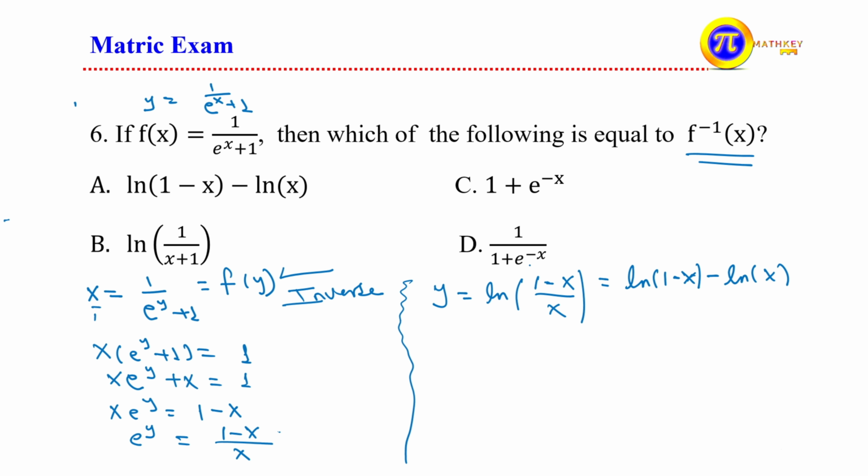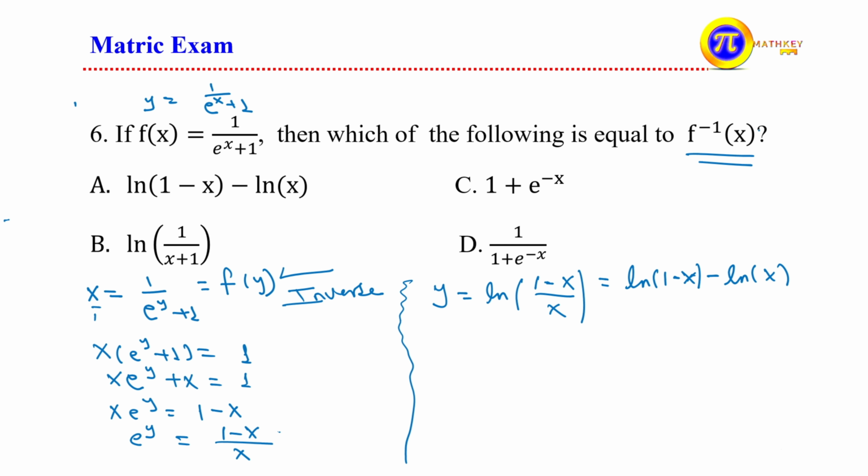In case of domain, you have to restrict. The domain means the intersection of both. Here, 1 minus x must be greater than 0, which means x must be less than 1. For ln of x, x must be greater than 0. Then finally, take their intersection. The intersection is the domain of our function.